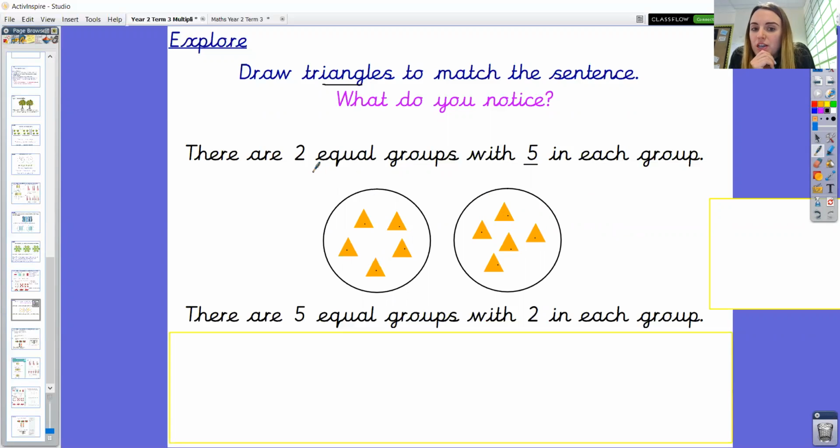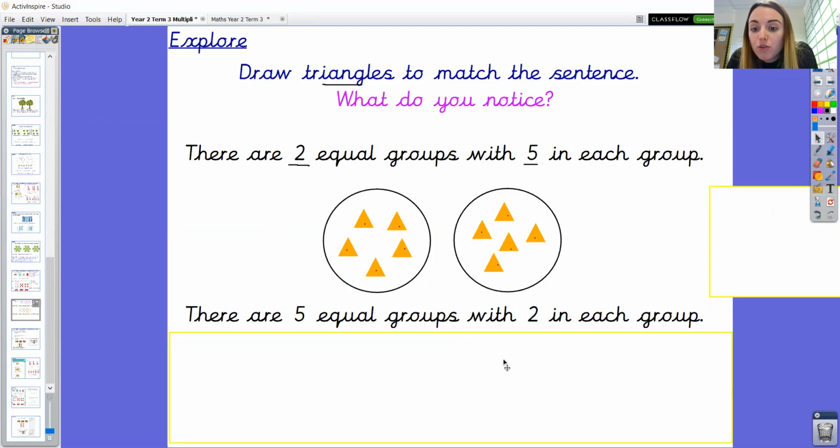So what does the digit 2 represent? The digit 2 represents the number of equal groups. Well done. And what does the digit 5 represent? Brilliant. The digit 5 represents the amount of triangles in each equal group. Well done, Year 2. Let's have a look at the next sentence.